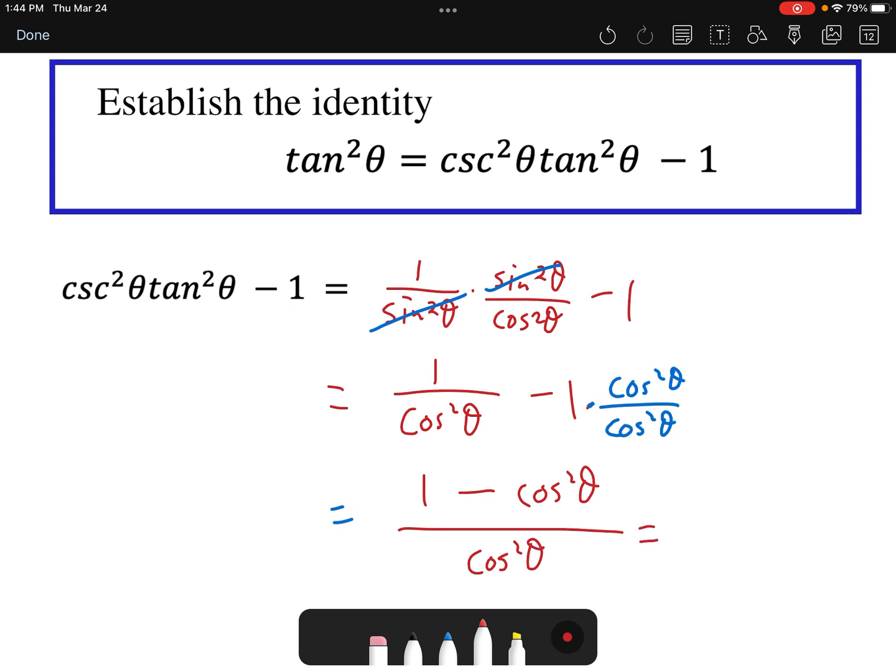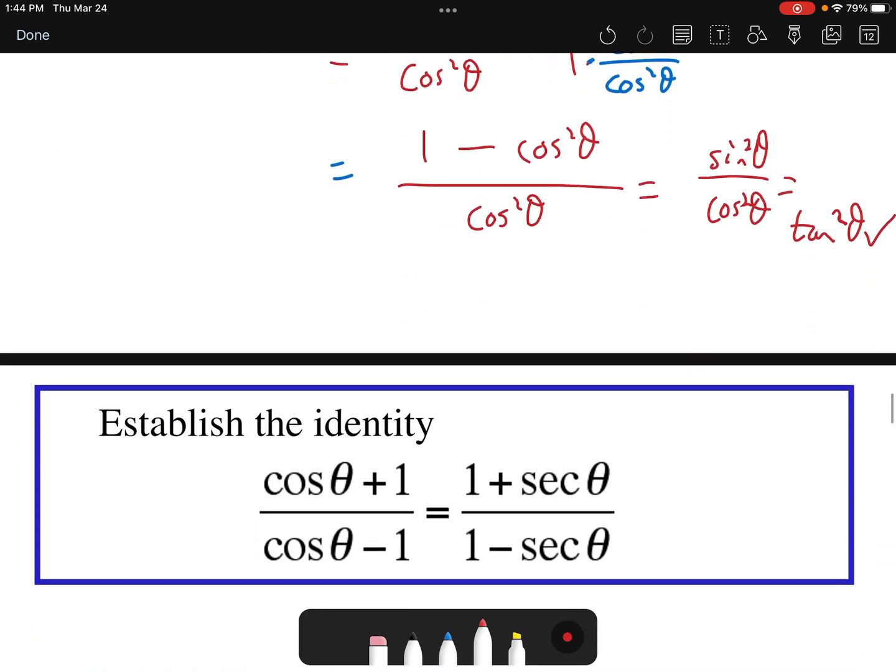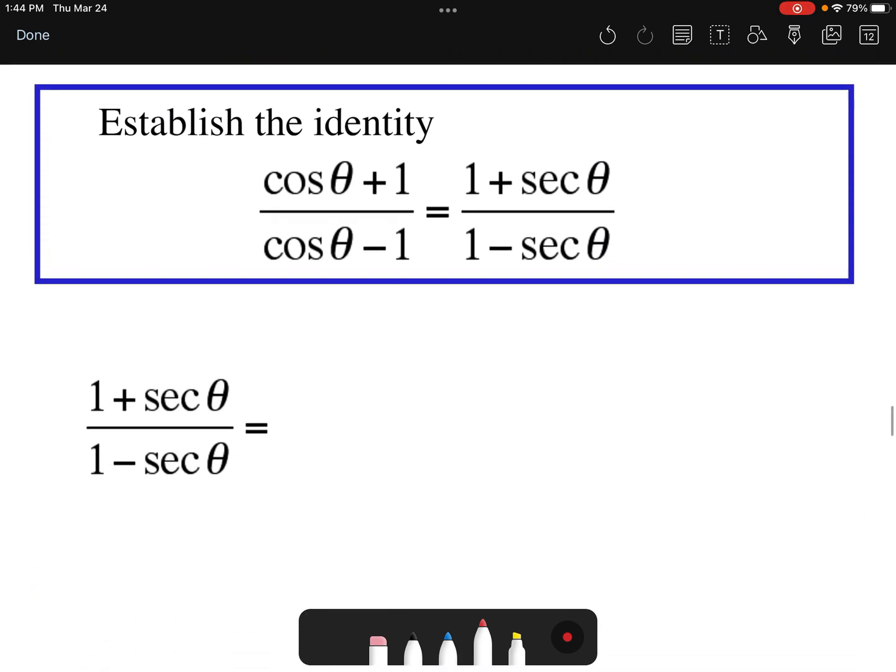Now you ask, what good does that do us? Well, remember, 1 minus cosine squared is sine squared, and sine squared over cosine squared is tangent squared. And that was our goal. So you always got to keep in mind the goal when we're trying to establish identities.